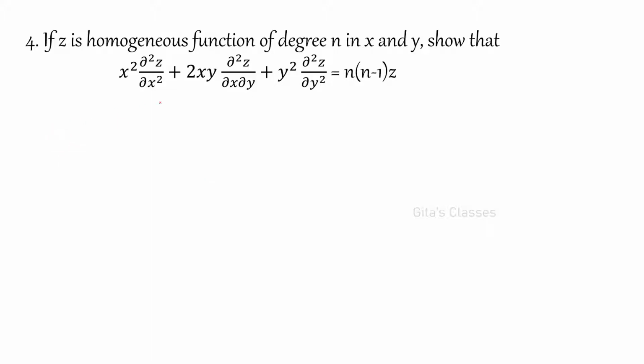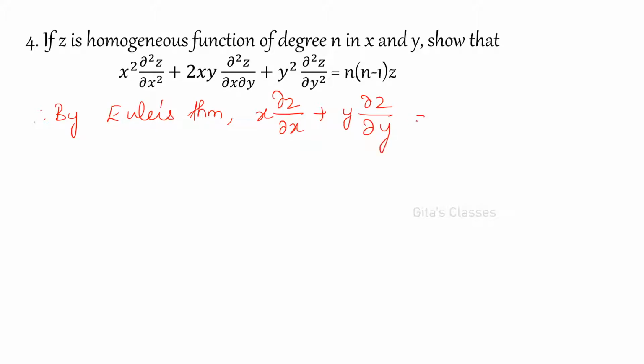Okay. So what do you know? What is given? z is a homogeneous function of degree n. Therefore, by Euler's theorem, what can you write? If it is a homogeneous function of degree n, you can write by Euler's theorem x ∂z/∂x + y ∂z/∂y is equal to nz. Let this be equation number 1, right?